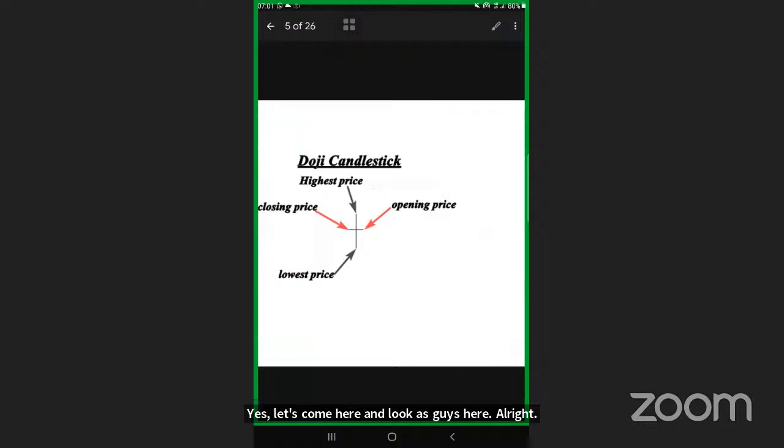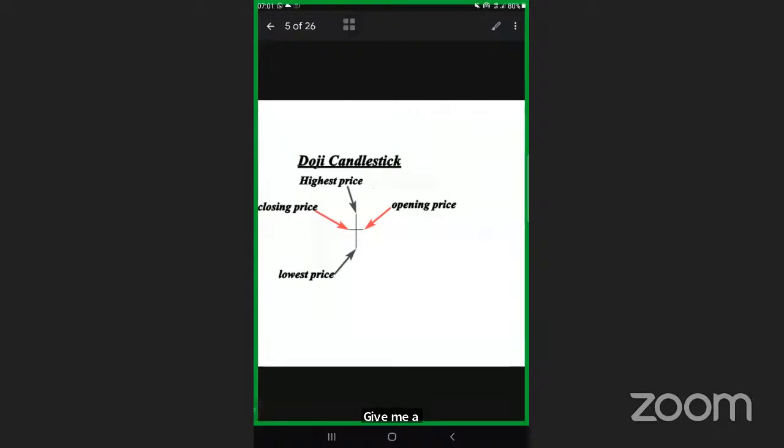Have you ever seen a candlestick that looks like this in your trading view? If you have seen a candle that looks like what you are seeing on my screen, give me a yes in the chat.